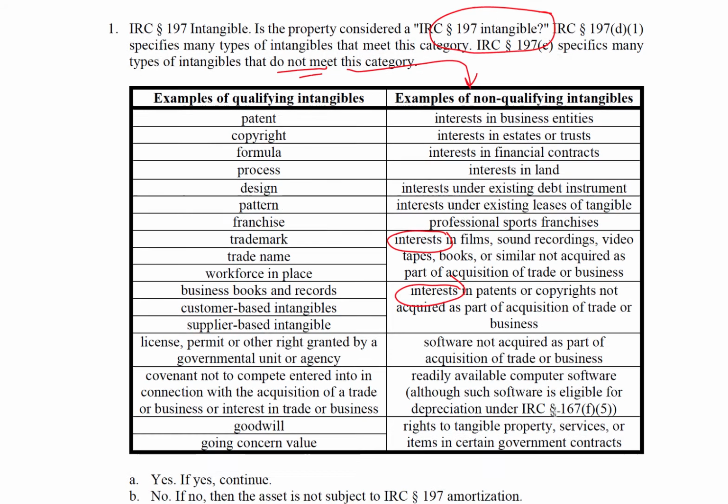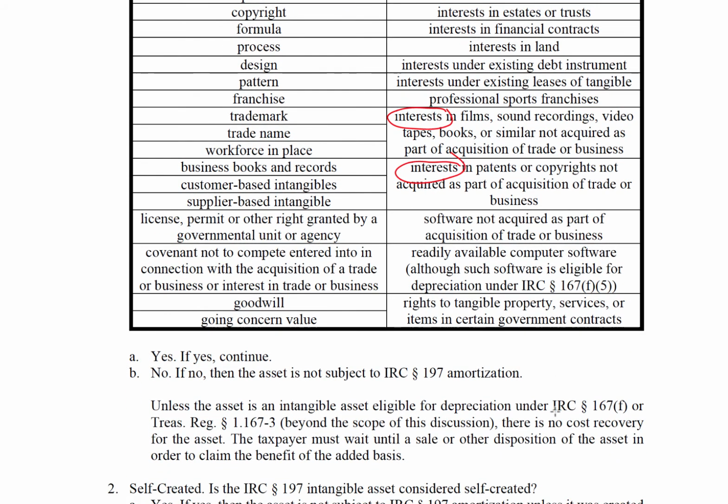So if you do have a qualifying intangible asset, continue. If not, then you can't get Section 197 amortization. However, you might be able to still get depreciation under Section 167(f) or Treasury Reg 1.167-3, which is beyond the scope. If you don't get any of those, 167(f) or Reg 1.167-3, then you have to wait until you sell the item or you exchange it or whatnot.